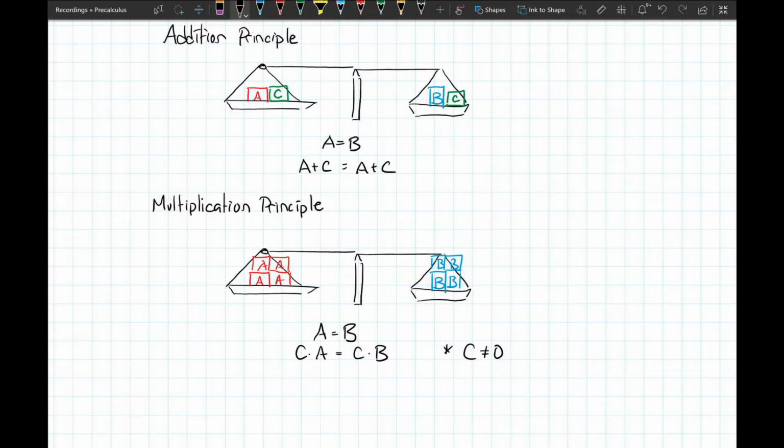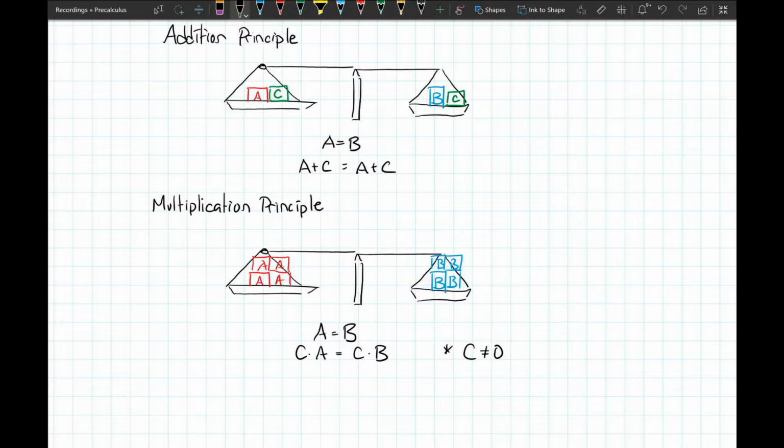Now this goes beyond just real numbers. A, B, and C can be expressions themselves. So we can add x to both sides, we can add 4x squared to both sides, we can multiply both sides by x plus 1, so long as we don't multiply both sides by 0.